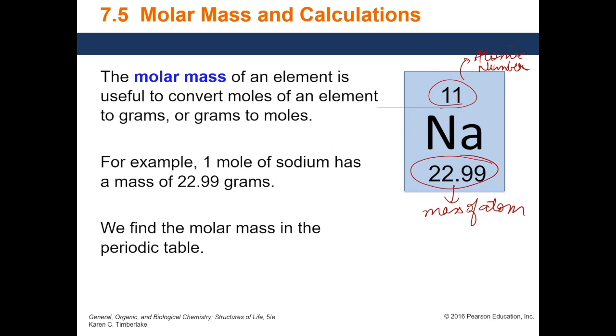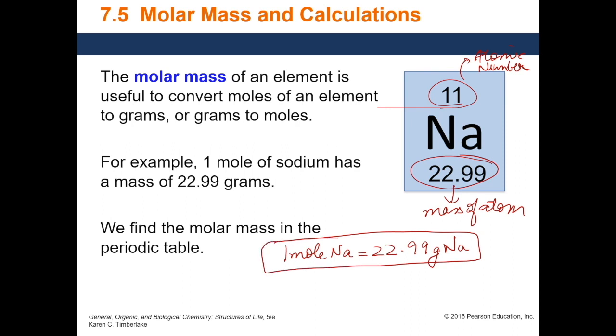So based on this number, we can say that 1 mole of sodium will weigh 22.99 grams of sodium. Okay, so by looking at this, you can say what the weight of 1 mole of a substance, 1 mole of an element, is just by looking at the periodic table. So from the periodic table, you can say that 1 mole of sodium will weigh 22.99 grams.